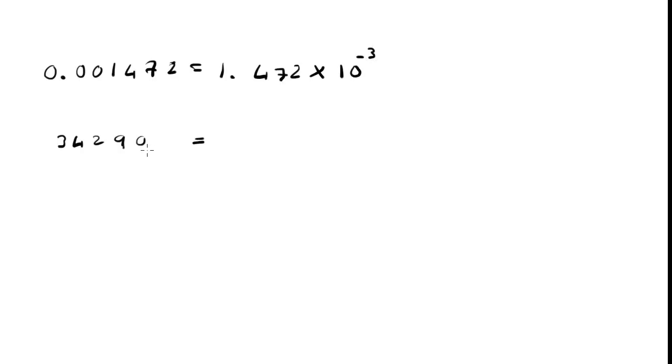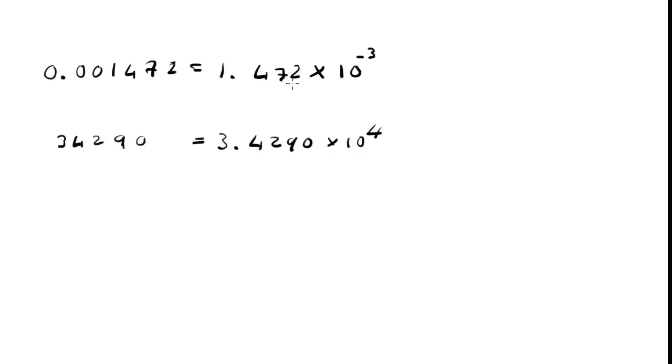Whereas here, we count the number of digits up to this first one, so 1, 2, 3, 4. Then we write our number out, 3.4290, sticking that decimal point after the first number. Then we write times 10, and then we put to the power of, not a negative, but a positive number this time, the number of digits we counted, times 10 to the power of 4.